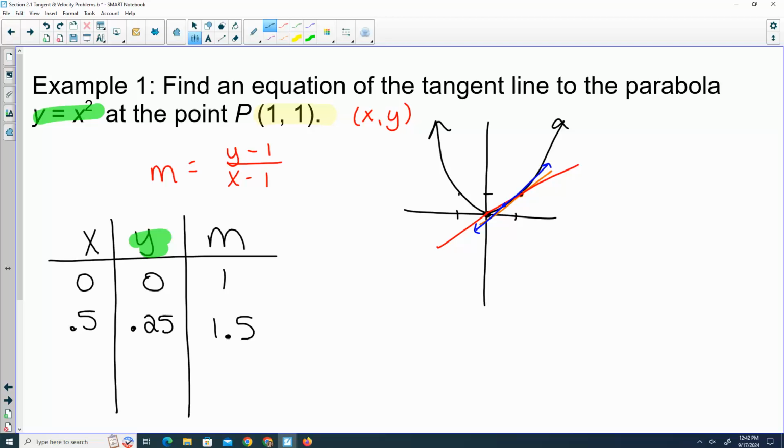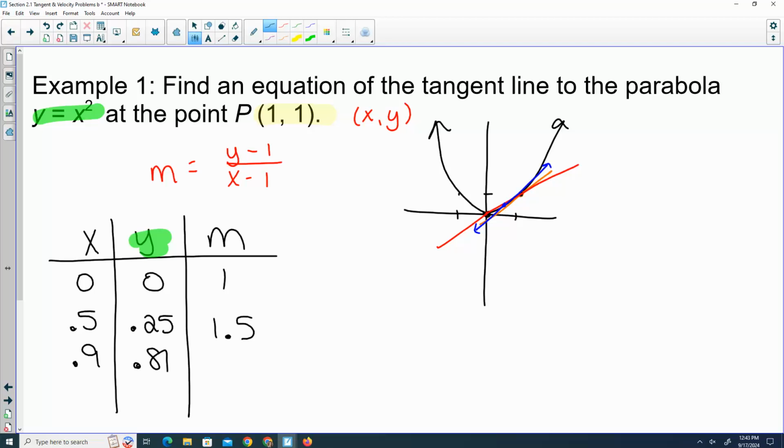Okay, is that the best you can give me? How could I make it better? Get smaller. Okay, what should my x get closer to? 1, because the point I'm interested in is at 1, 1. So if my x is getting closer to 1, my slope should be getting closer to the real slope. Alright, let's try 0.9. So if I do 0.9 squared, we get 0.81.